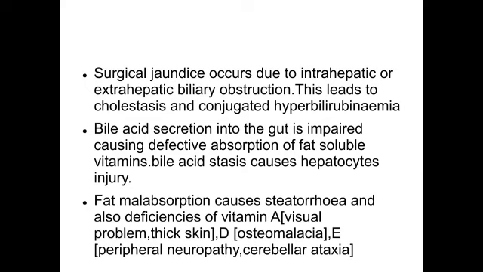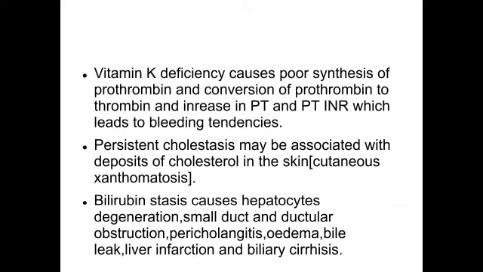Surgical jaundice occurs due to intrahepatic or extrahepatic biliary obstruction. This leads to cholestasis and conjugated hyperbilirubinemia. Bile acid secretion into the gut is impaired, causing defective absorption of fat-soluble vitamins. Bile acid stasis causes hepatocyte injury. Fat malabsorption causes steatorrhea and also deficiency of vitamin A, which leads to visual problems and thick skin, and osteomalacia due to deficiency of vitamin D, and peripheral neuropathy and cerebellar ataxia due to deficiency of vitamin E.